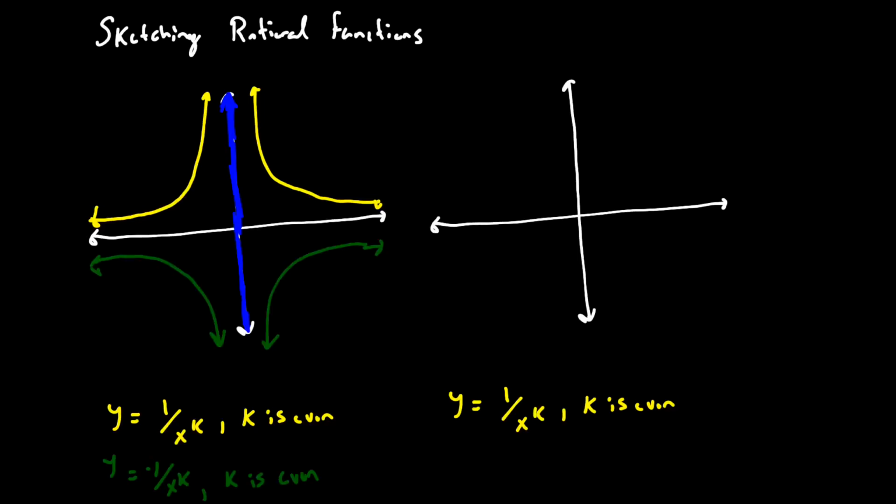And now if we look at the function y is equal to 1 divided by x raised to the k, where this time k is odd, then as our x values approach 0 from the right, our y values are going to be approaching positive infinity. And as our x values approach 0 from the left, our y values are going to be approaching negative infinity. And if we have y is equal to negative 1 divided by x raised to the k, where k is odd, we're going to have the same behavior flipped over the x-axis.